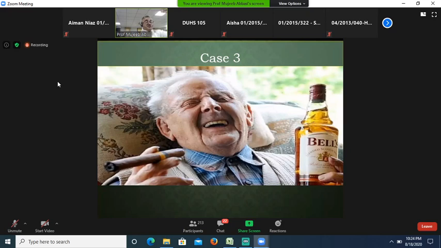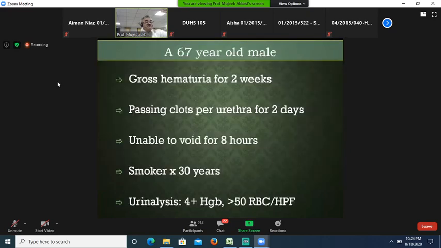67-year-old male, gross hematuria for 2 weeks, passing clots per urethra for 2 days, unable to void for 8 hours, smoker for the last 30 years. Urinary analysis shows hemoglobin 4 plus, more than 50% RBCs on microscopy.